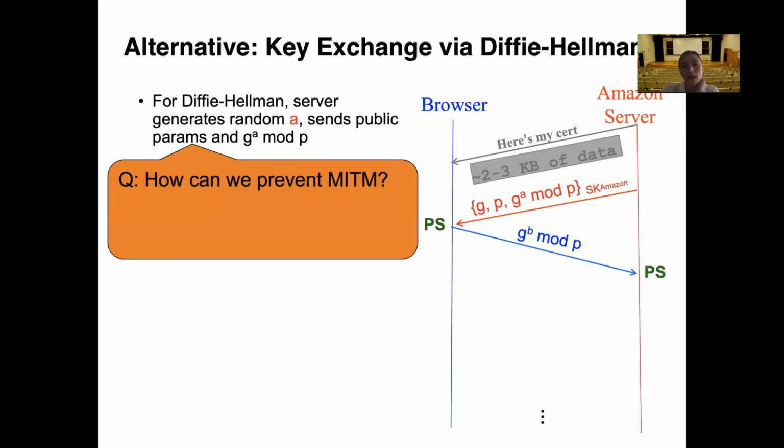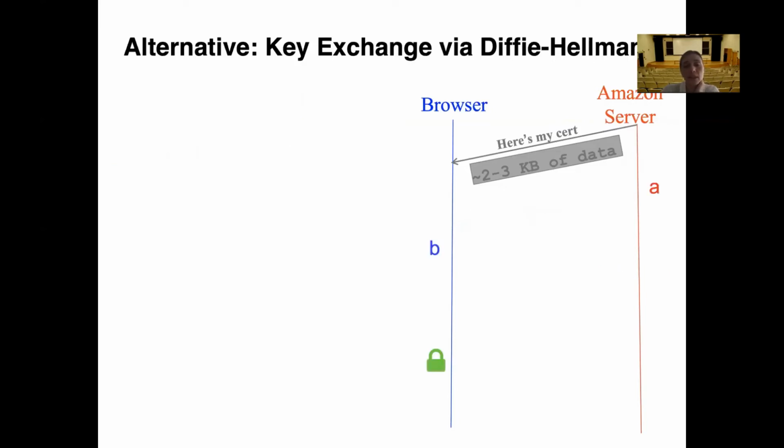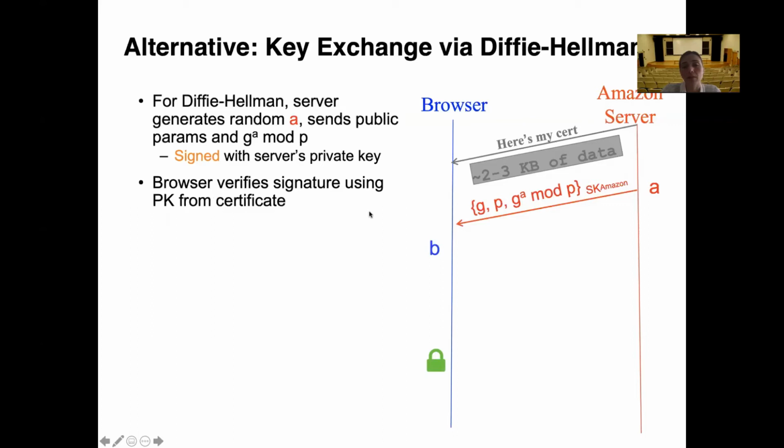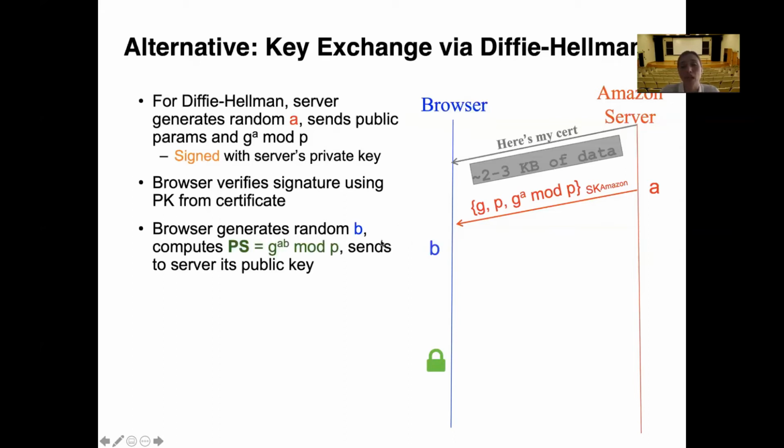All right. Okay, so let's see more concretely what happens before the handshake. So before this green lock, the Amazon server generated random A, the browser generated random B. The Amazon server sent the public key in Diffie-Hellman to the browser. The browser verifies the signature with the public key of Amazon from the certificate. And then it computes this pre-master secret.